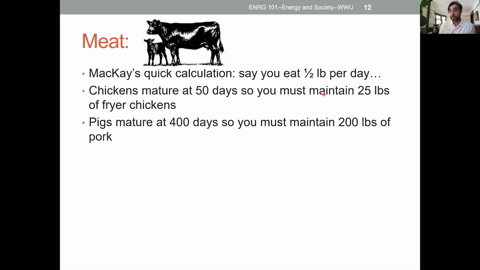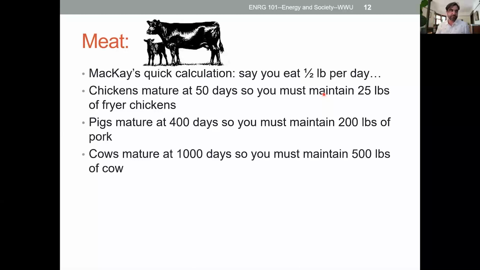Pigs mature at 400 days. And so you must maintain 200 pounds of pork somewhere on a pig farm, meaning that like every day, some pig will be slaughtered and 1/2 pound of that pig will go to you. And for all the other parts of the pig that are going everywhere else, someone needs to be maintaining 200 pounds of pig somewhere for you to have that 1/2 pound of pig per day, because you can't just take a 1/2 pound of flesh off a pig. It's not good for it.